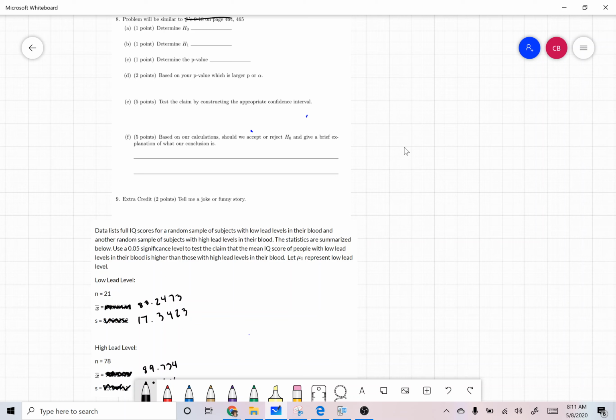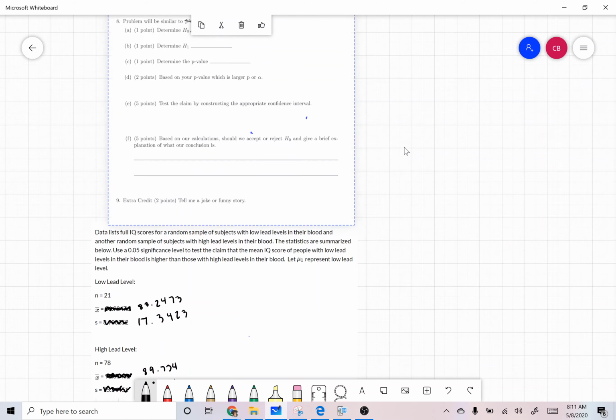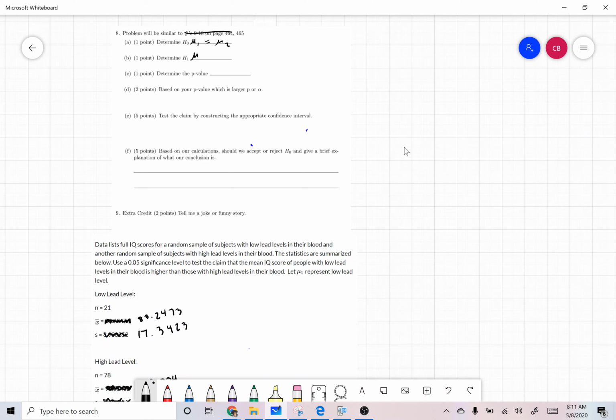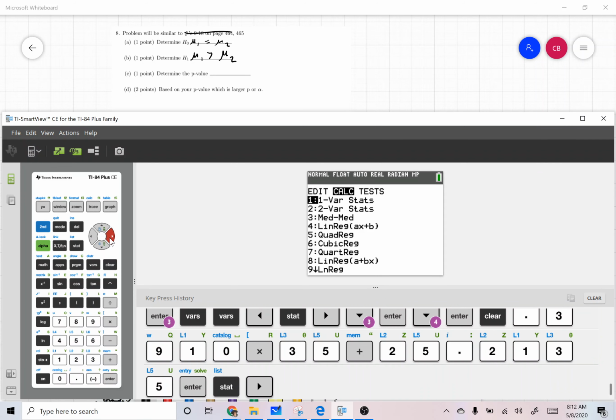So I think H naught is going to be the mean is equal to the mean 2, and then the H1 is the mean. We want to have the IQ score of people with low lead levels in their blood higher, so that's greater than the mean 2. If we want to do the p-value, we're going to go stat tests, 2 sample t-test.